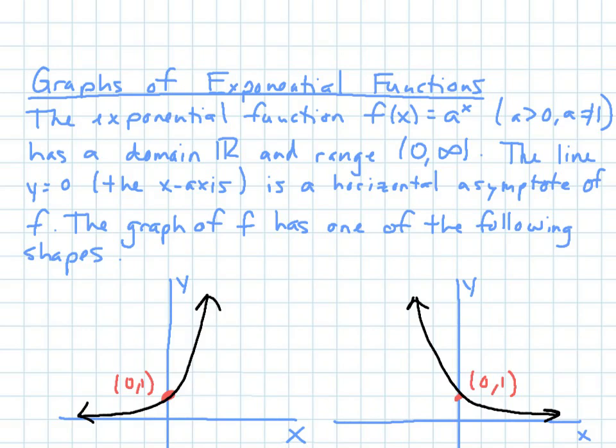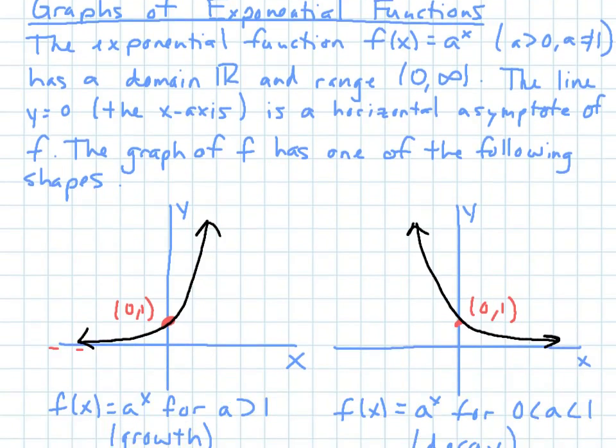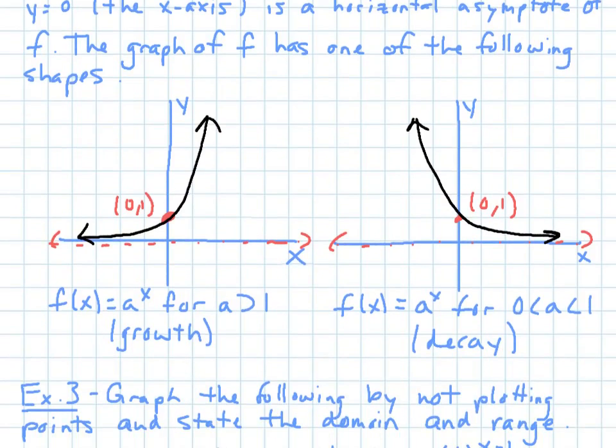Okay, so the line y equals 0, which is the x-axis, is a horizontal asymptote of f. Okay, so there's this imaginary line, kind of like for rational functions, that goes across the x-axis and moves with the function. So it doesn't always stay there. It moves with the function to create that barrier which makes your range not go below it. Okay? And so our graphs of f will usually take the following shape.